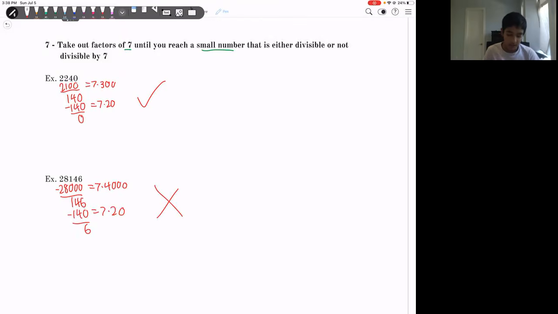So any questions on this trick here? And note that this trick also works for other numbers, but for other numbers, there's typically easier tricks. Since for 7 there's no easy trick, we're just going to use this trick for 7.